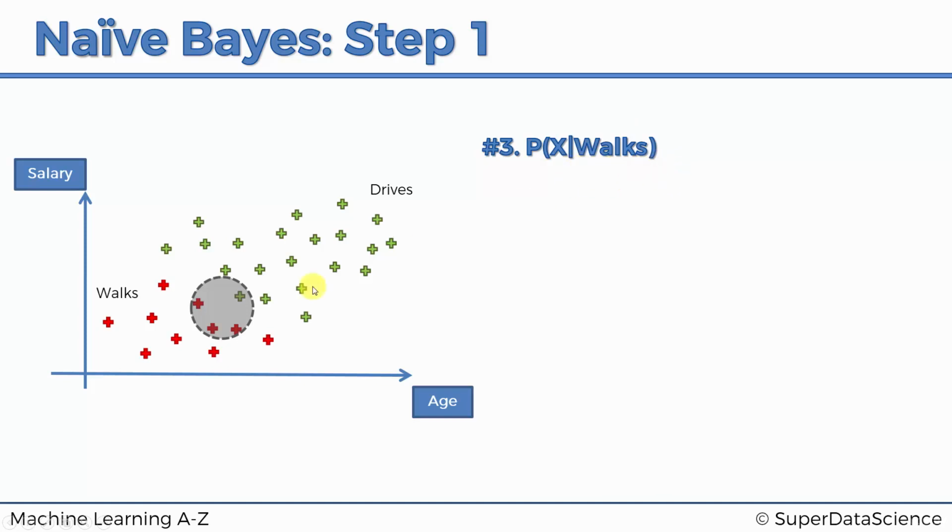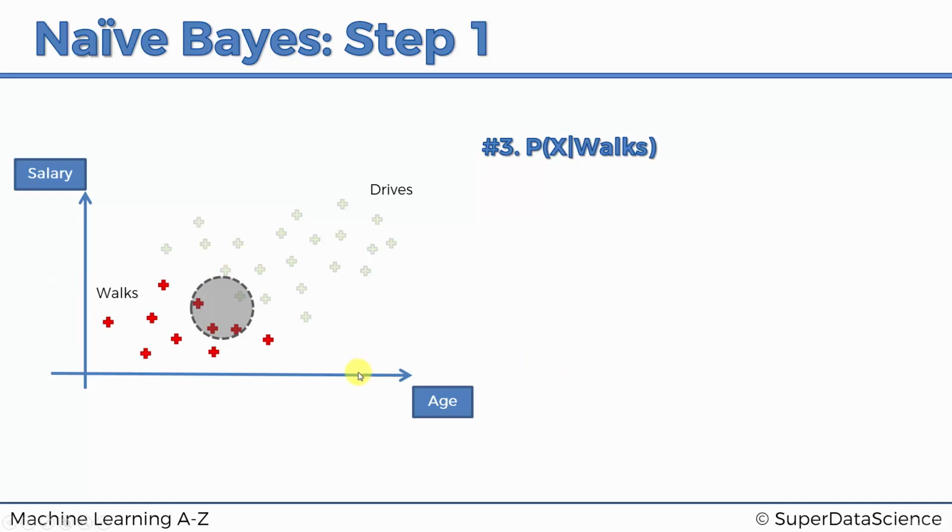So we're only working with the red dots, which represent people who walk to work. So let's forget about the green dots. Now they're faint and we're not even talking about them at all. We're only talking about the red dots. So the question is, given that we're only working with the red dots, what is the likelihood that a randomly selected data point from our data set, from the red dots, is somebody who exhibits features similar to the point that we are adding to our data set? So basically, what is the likelihood that a randomly selected red dot falls into this gray area, into this circle? That's the question we're asking.